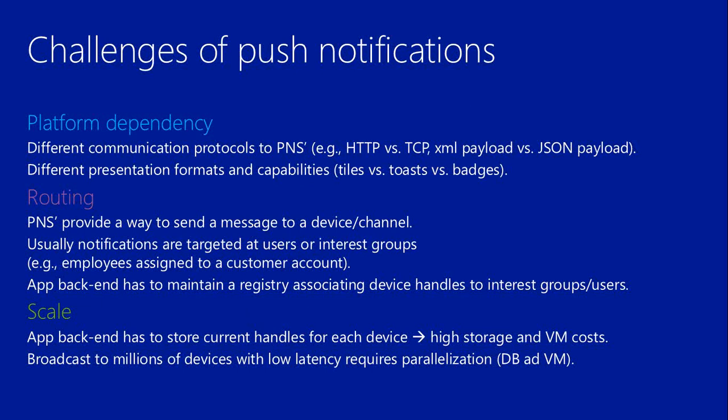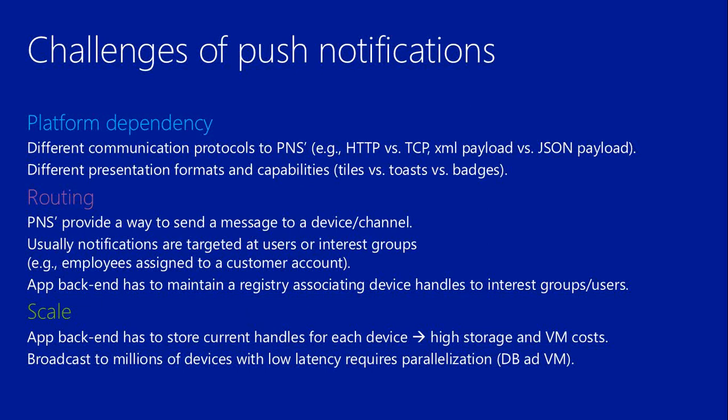Along with that, the next is routing. There can be scenarios where we have to maintain an interest group, or we have to gather certain users, put them in one group, and then send notifications to that particular group. So the app backend has to maintain a registry which has the associated device handles and the interest group users. All of this makes the backend work a little more. So this is another challenge that push notification faces.